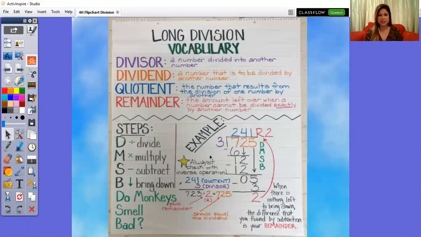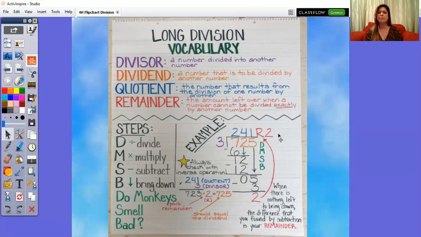We want to know that the divisor, it's here in purple, is a number divided into another number. The number inside that little box is the dividend, a number that is to be divided by another number. The answer to a division problem is called a quotient, and they might ask you that in a question one day. They might say, what is the quotient? And you need to know what a quotient is. The quotient is the number that results from the division of one number by the other.